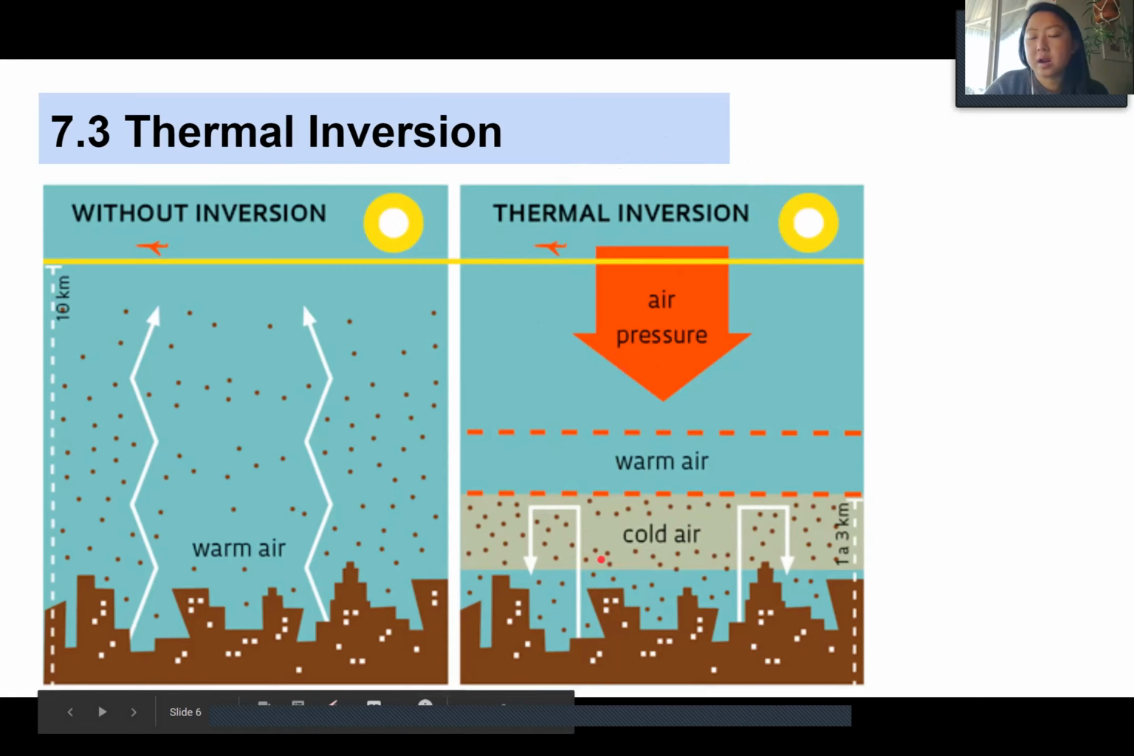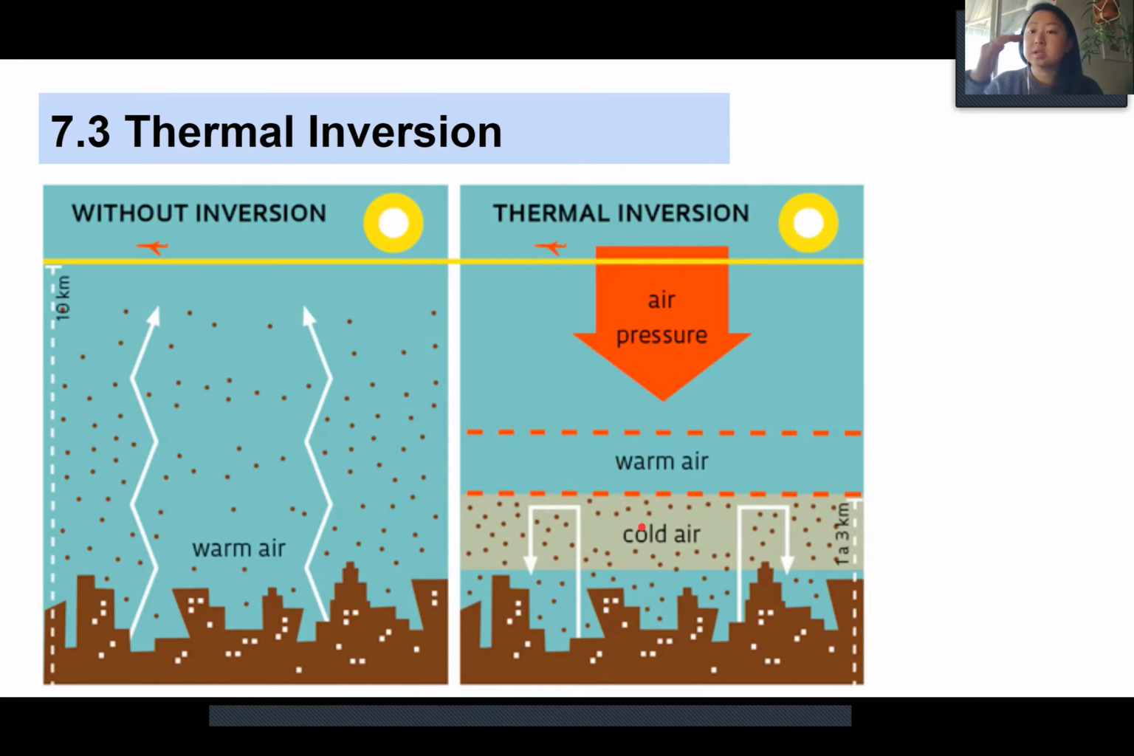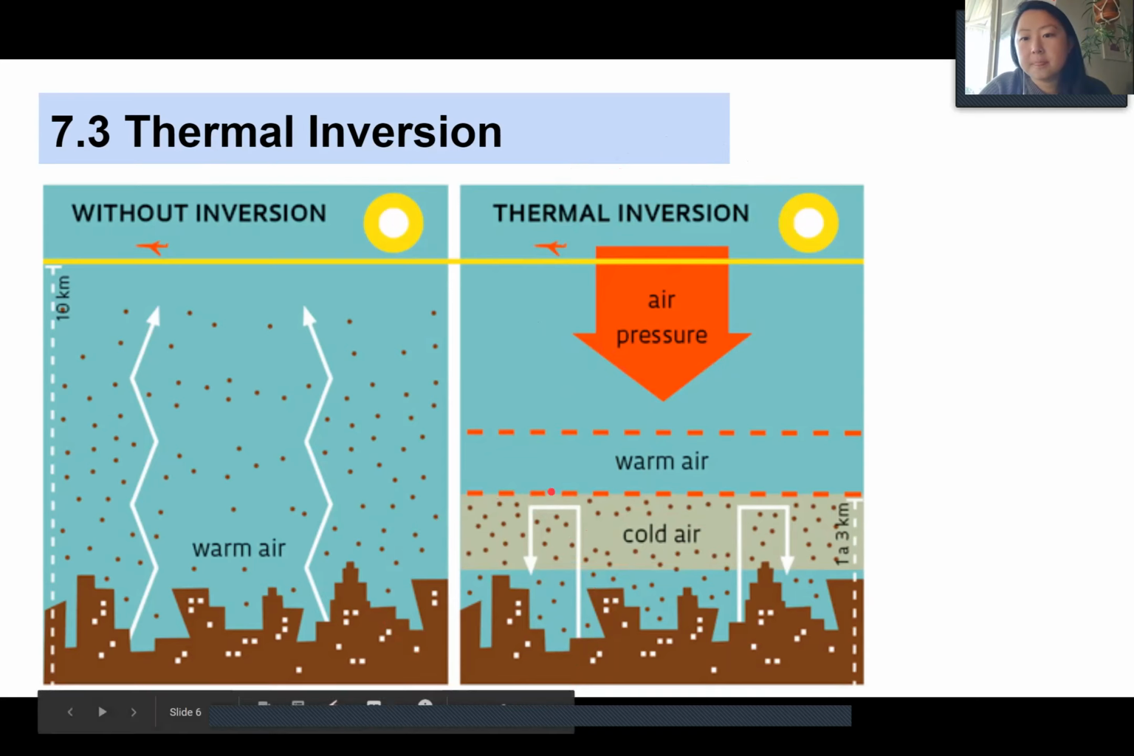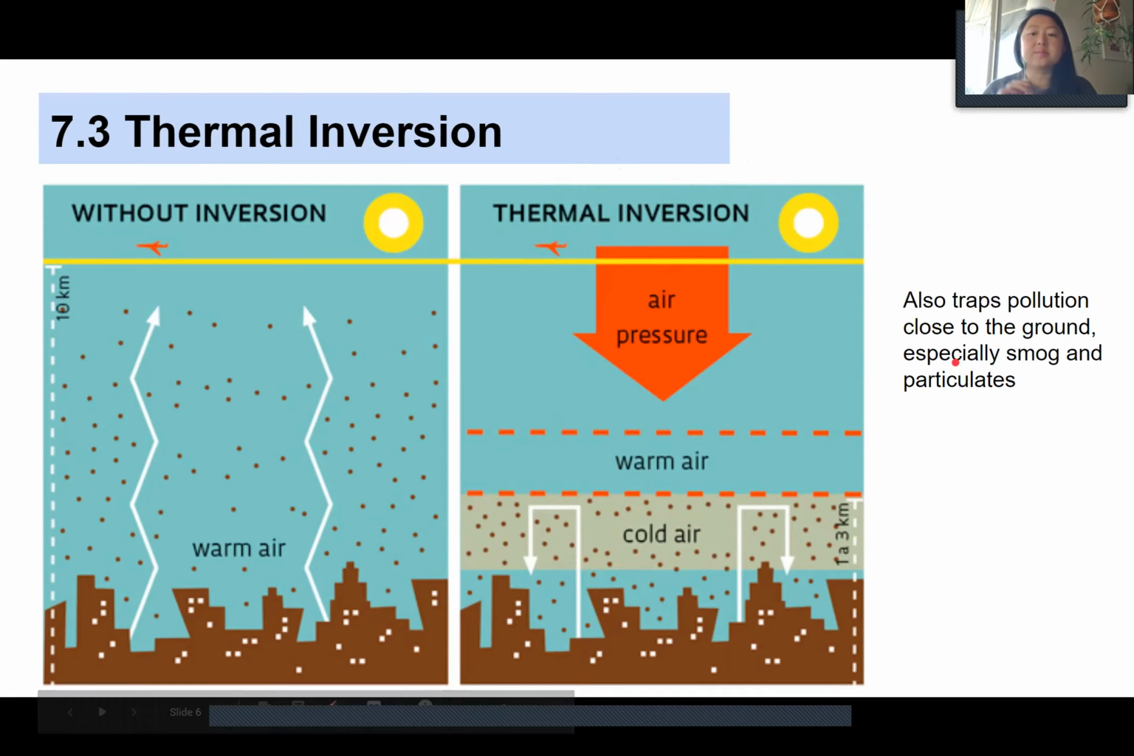One of the products of it is that the air pollution sits on top of the city instead of being able to rise and mix with the upper atmosphere and leave the city. So it's especially apparent when there is smog or particulate matter that gets trapped. All right. Okay, so that's thermal inversion.